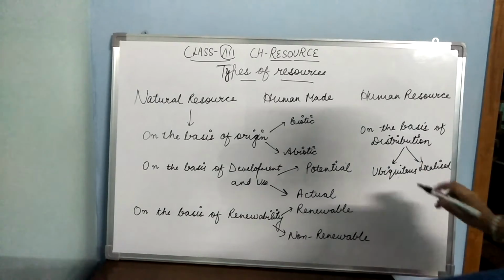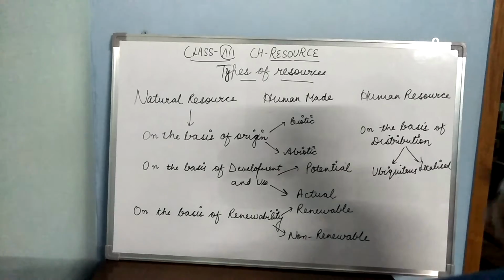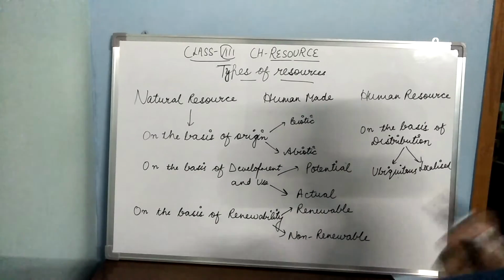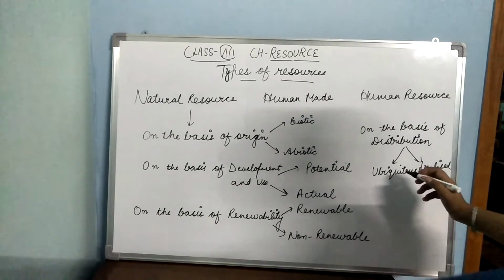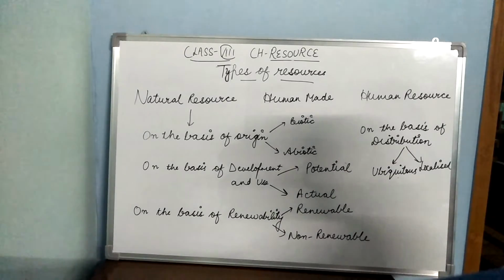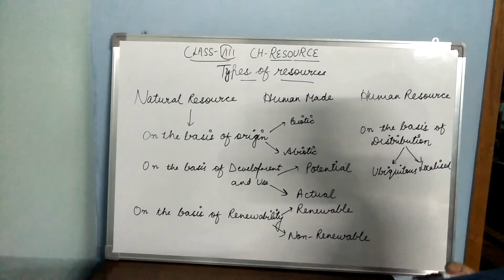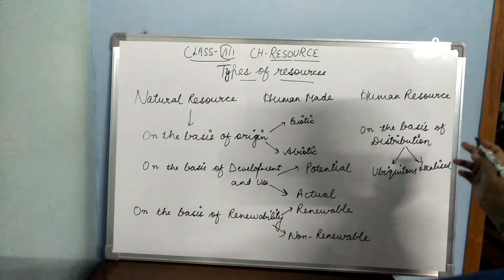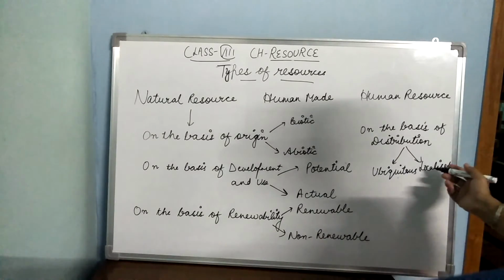On the basis of distribution: ubiquitous and localized. Ubiquitous means the resources which are found everywhere. Example: air, water, sunlight. Localized are the resources which are found in certain areas. Example: copper, iron ore, uranium.